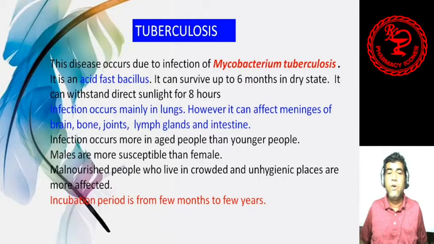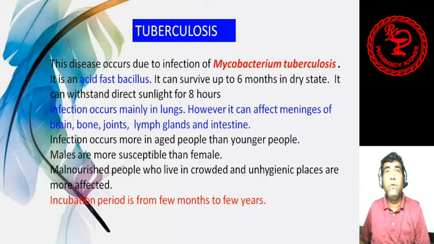Tuberculosis is caused by a microorganism called Mycobacterium tuberculosis. It is an acid-fast bacillus bacteria. It is a very strong microorganism. It can survive in a dry state for 3 months. That is, if someone coughed and that cough fell on some dried surface, the microorganism will survive for 6 months or more.